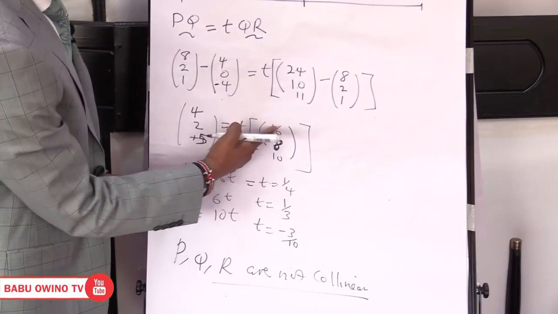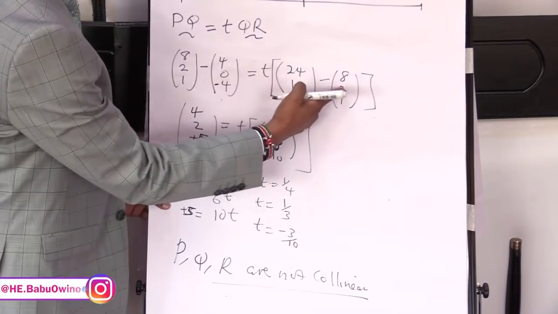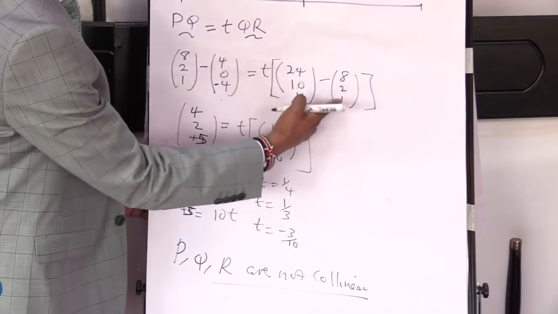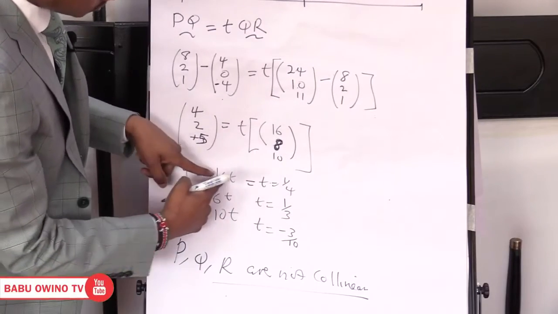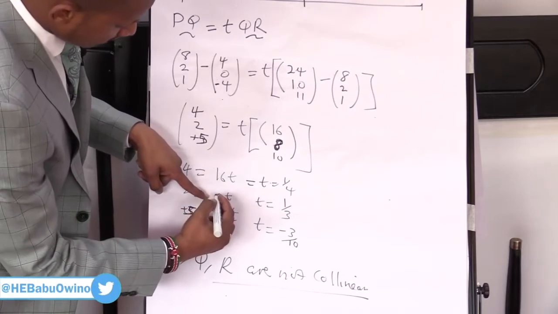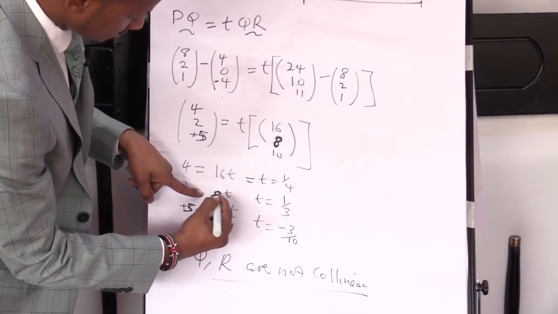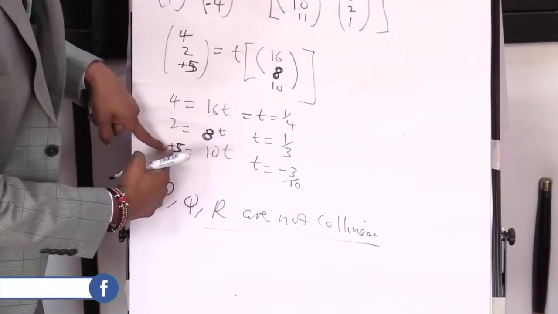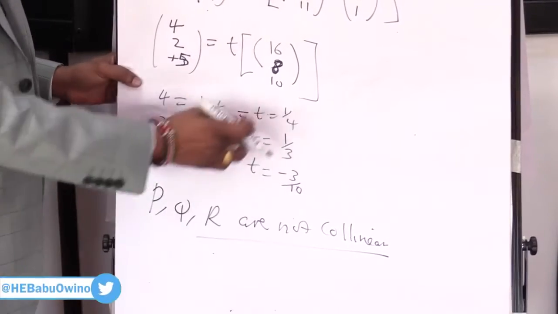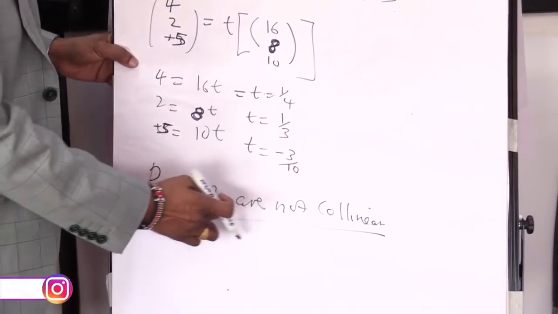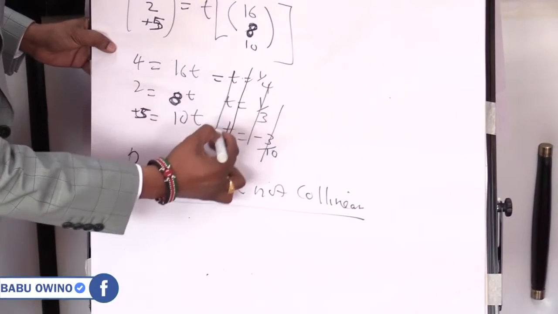Then here we have 16t. 24 minus 8 is 16. 10 minus 2 is 8. 11 minus 1 is 10. So this is 16t. You open up. 4 equals 16t. 2 equals 8t. 8, not 6. Be careful. Then here 5 equals 10t. Remember, we got different values of t. Suppose they were different, then you conclude by saying P, Q, R are not collinear. So in our case, they are going to be the same.